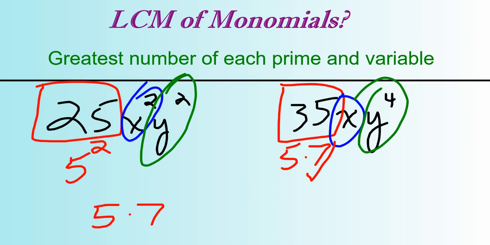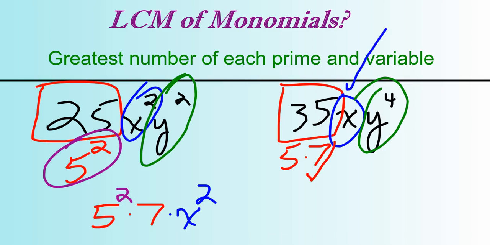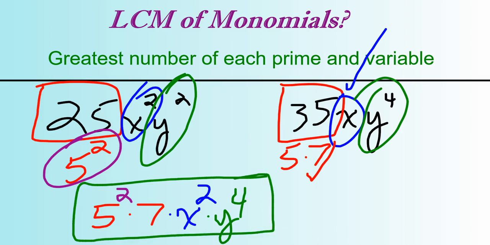1 7 is good enough for 35, but we're going to need 2 5's in order to create 25. 2 is more than enough for 35, but we need 2 for 25. So without any extra, we have 5 squared times 7, which is 175, but we'll get to that later, as the LCM of our integer parts. Looking at the x's, the greatest number of x's we see is 2 from 25x squared. So we'll need 2 of those x's to create the prime factorization of 25x squared, or 2 is more than enough for 35xy to the fourth. And then for y's, the greatest number that we see is 4. So 175x squared y to the fourth is the prime factorization for the least common multiple of those two monomials.